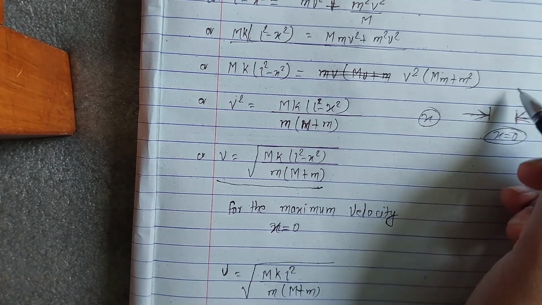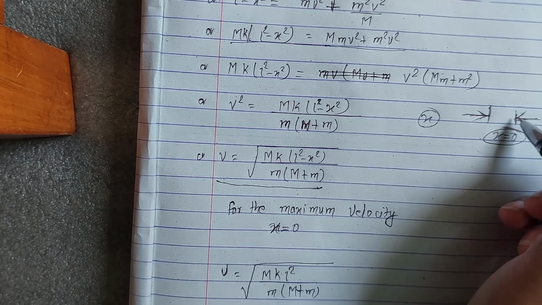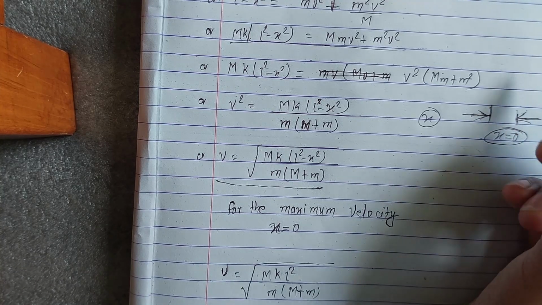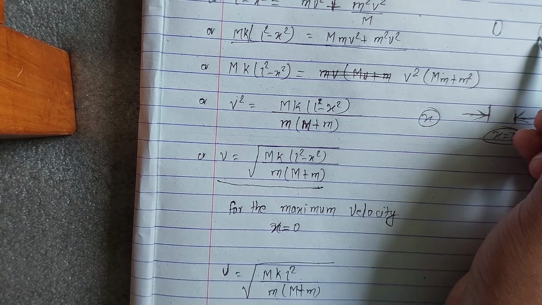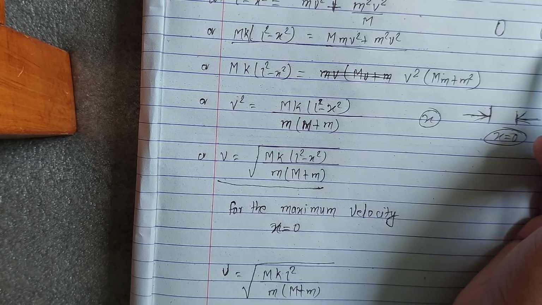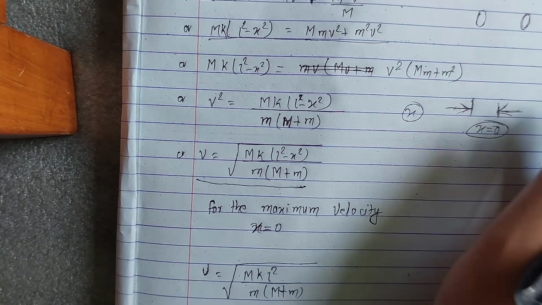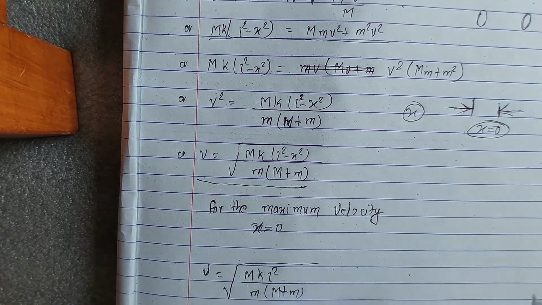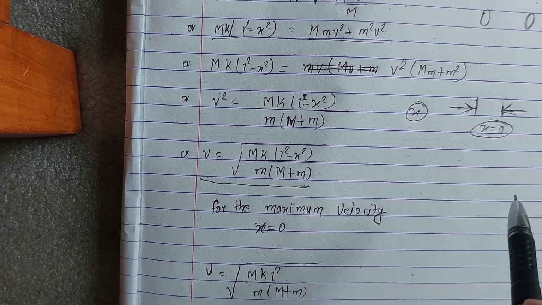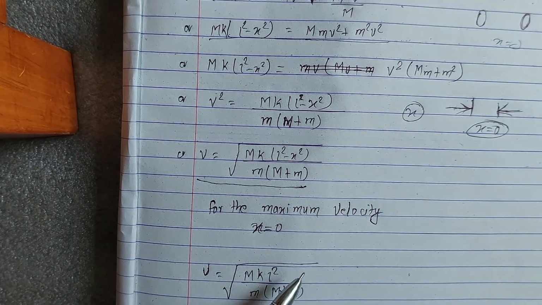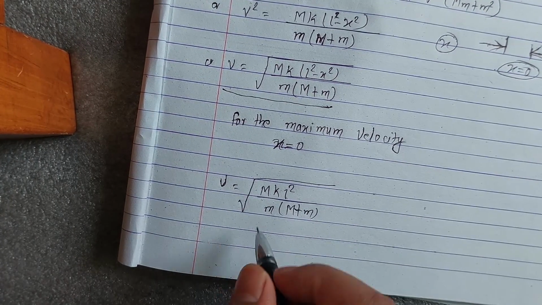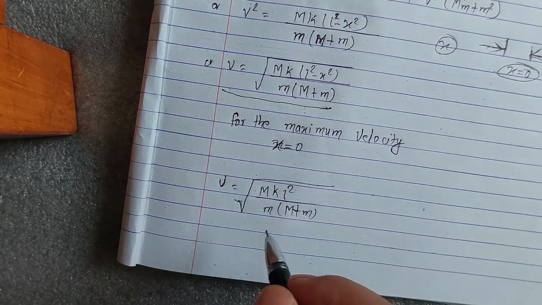The body will have maximum velocity at which time? When it is at the place from where the body was released. At the initial position where the body was released, at that position the body will have maximum velocity. So at that place x must be 0. So when we put x equals to 0, then we got this final expression. Thank you.